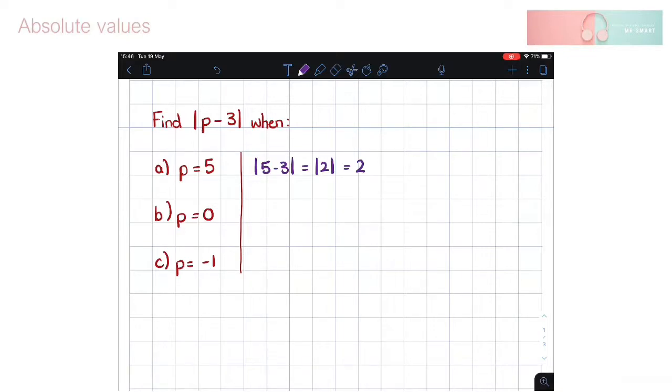When p equals 0, we're going to have the absolute value of 0 minus 3, and that is the absolute value of -3, which is 3. Remember, -3 is 3 away from 0. Finally, when p is -1, we're going to have the absolute value of -1 minus 3, and that becomes -4. And the absolute value of -4, being 4 away from 0, is 4.